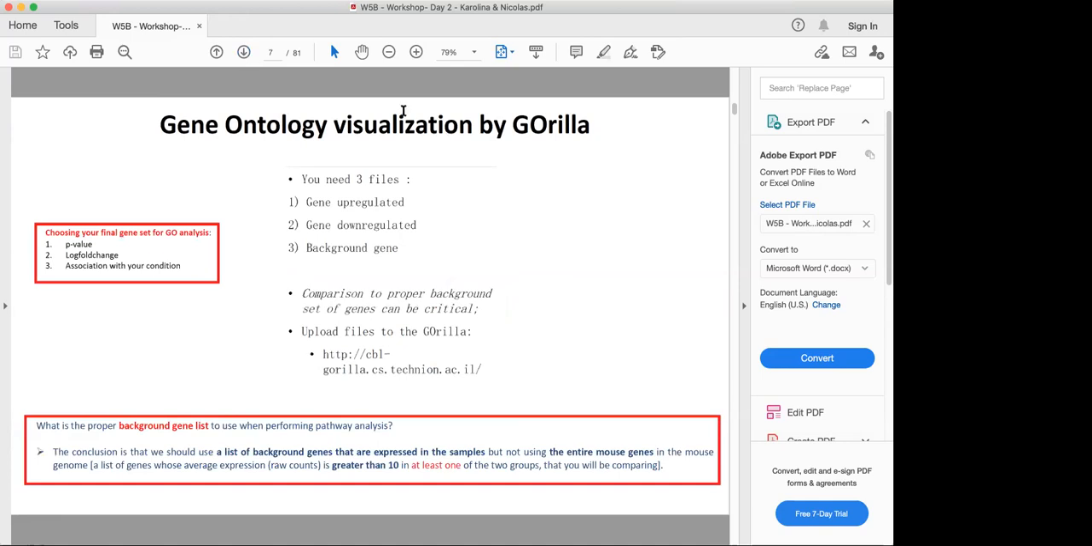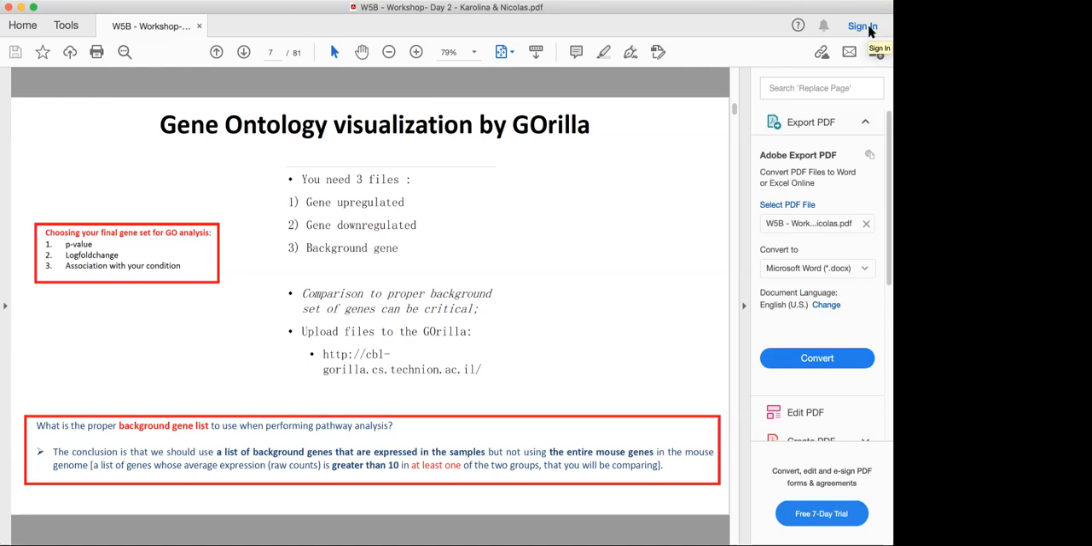But let me just introduce what you would need in order to run this analysis by yourself. You remember that yesterday evening I sent you the email and gave you access to the Google Drive. Let me double check with you. Everyone received my email for the day two workshop, and I gave you the link to the Google Drive folder. In this Google Drive folder, you will see the files up, down, and background. Those are the three files that you will need for the input for GOrilla. One file is with the list of the genes that are upregulated. One would be the file with the genes that are downregulated. And the last one would be the list of the background genes.